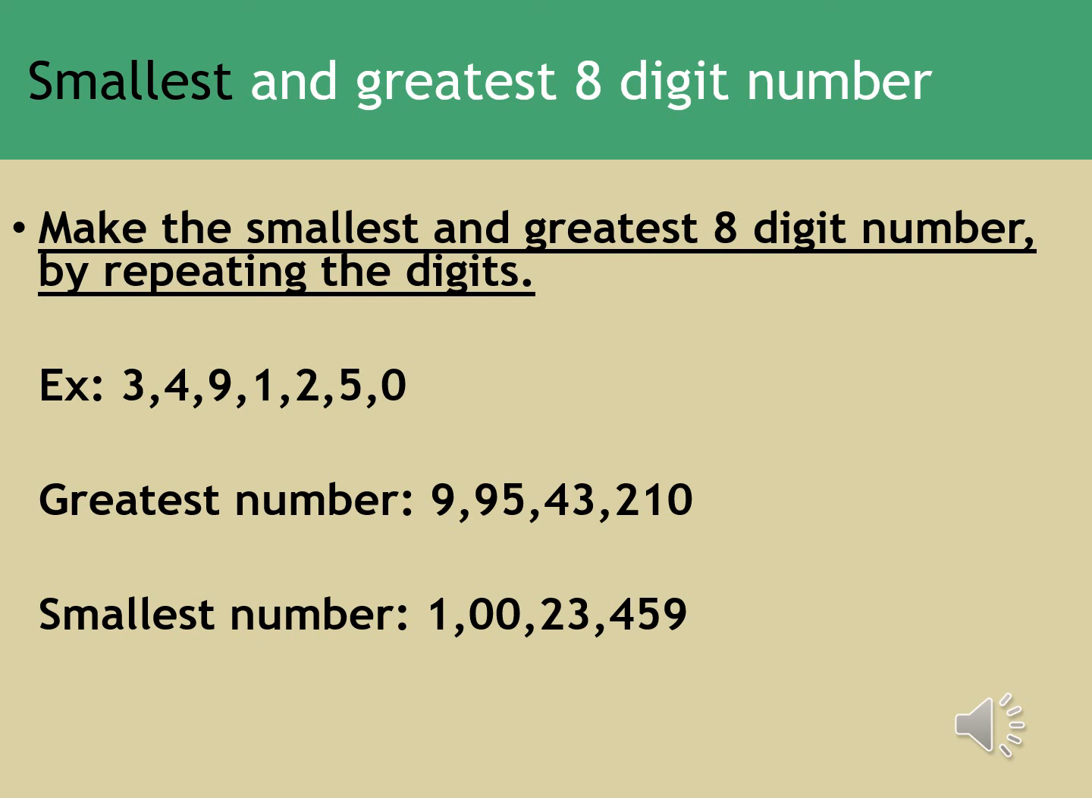Now we can check how to form the smallest 8-digit number. Here, which is the smallest digit? That is 0. But 0 will never come in the leftmost position. So no number starts with 0. So we write the number greater than 0 but smaller than the other digits, that is 1. 1 we can use in the leftmost position, and which digit can we repeat? That is 0. So what is the smallest number? 1 crore 23,459. Okay, did all of you understand?